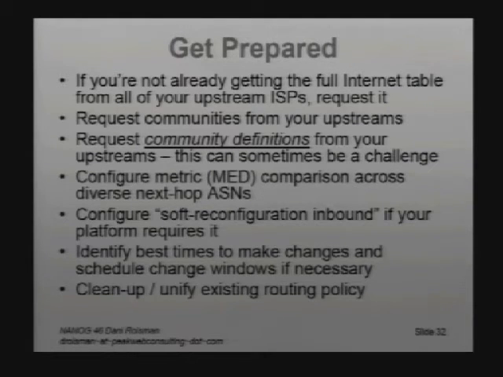So let's get you prepared. If you're not already receiving the full routing table from your ISP, you're going to want to open a ticket, call them up, and have them send you that full table. You're going to want to make sure they also send you communities. We're going to talk about communities a little later. Some of the tweaks you're going to have to make are based on route communities that are getting tagged with a prefix that's being sent to you. So make sure you get communities from your upstream ISPs.